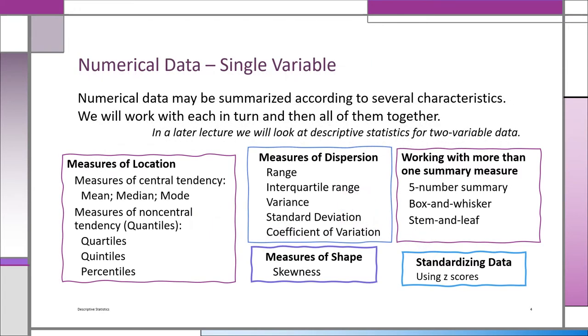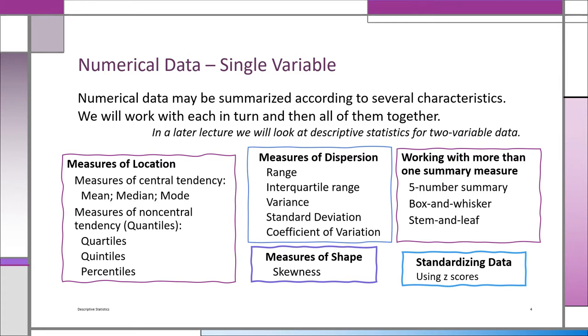What you see in front of you is pretty much an outline of most of the descriptive statistics lecture, no matter how many parts it's broken up into. Most of it is going to focus on data that comes in a single variable. First, we're going to study various measures of location. These are metrics that are used to locate our data on the scale of real numbers. Then we're going to look at measures that have to do with how far apart the values are from each other.